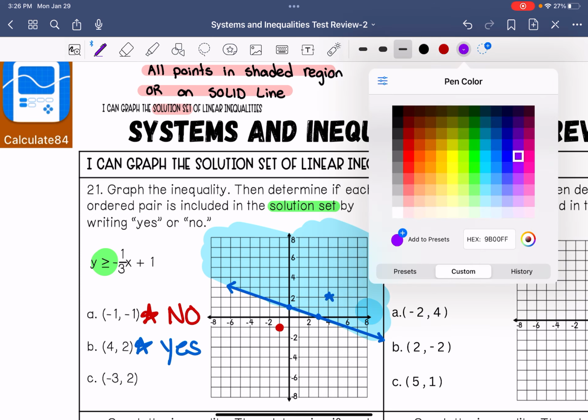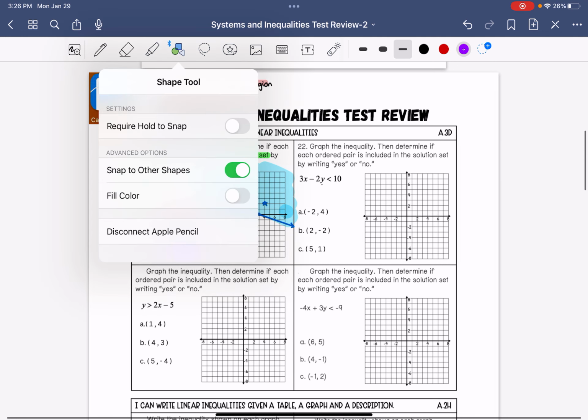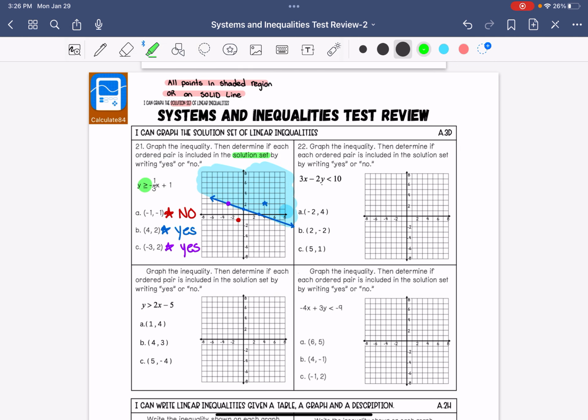And my final point down here, -3, 2. I'll go to -3, 2. Now that one is on the line. It is not in the shaded region, but it is on a solid line. So it's a solution. Okay, and that's how you do that first problem. So if you want the double extra credit, you're going to go ahead and do the second problem right here, that exact same way.